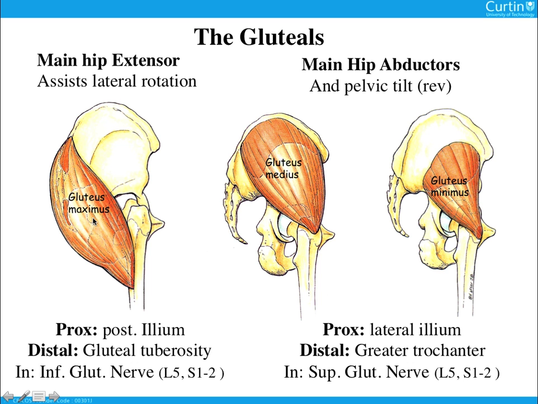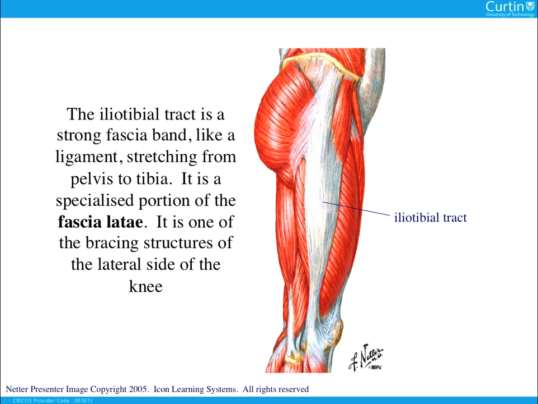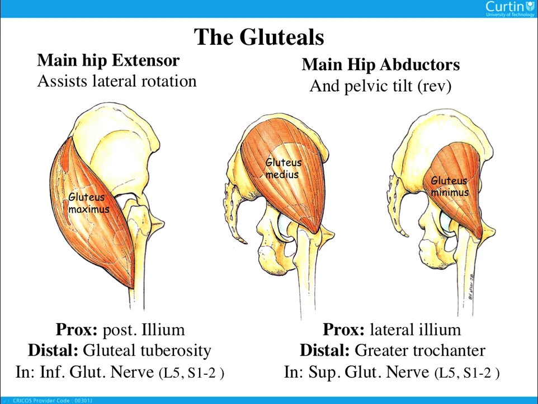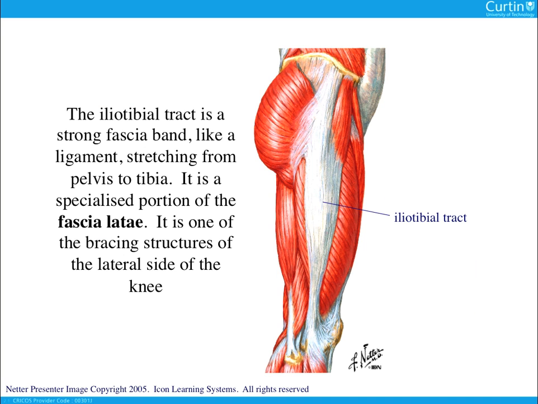Also some external rotation. Main hip abductors are the gluteus medius and minimus, both from the lateral ilium on their proximal attachment. Distal attachment is on the greater trochanter. Do you need to know whereabouts on the greater trochanter? No. Don't worry about it for this unit. Innervation, superior gluteal nerve. And as I said, abductors of the hip.